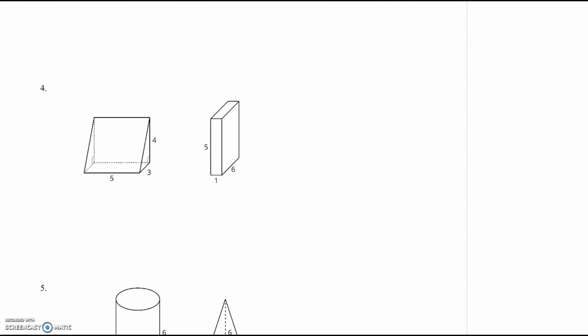Here we have a triangular prism kind of laying on its side, right? We got this right triangle, and the base area is 4 times 3 divided by 2, because it's a triangle. So the base area here is 6. And we have a height. The height here is 5. So there are 5 of these base areas of 6 stacked on top of each other.